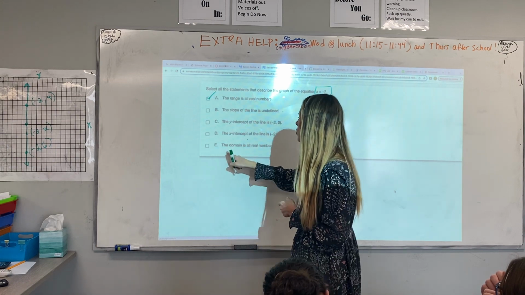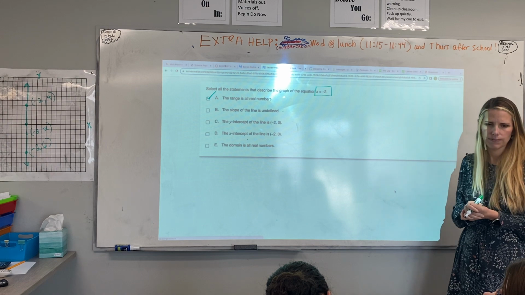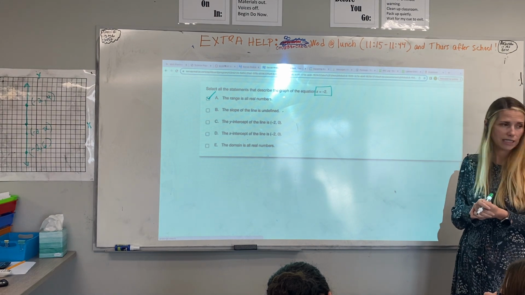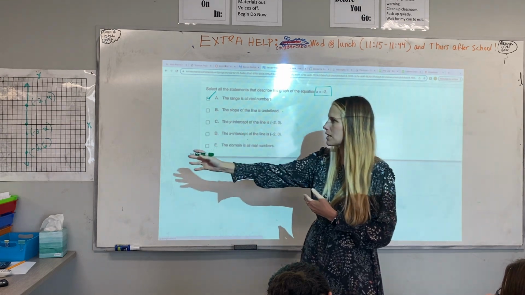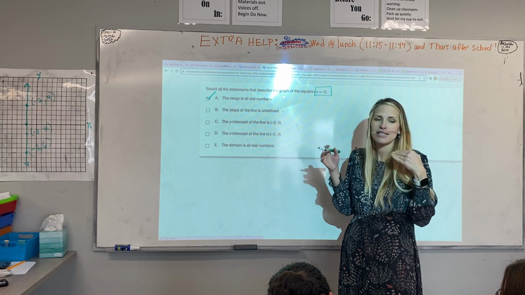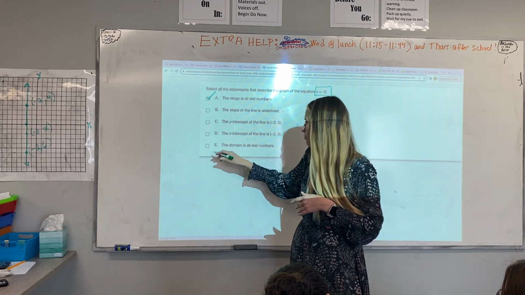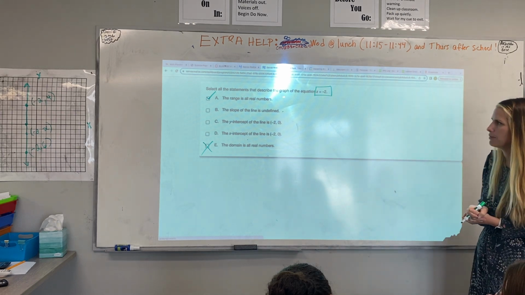So this is true. The domain is all real numbers. You're right, it would be false. What is the domain? Negative 2. The domain is only negative 2, right? Because we already said that for every point on that line, your x value can't be anything else except for negative 2. So it cannot be all real numbers. It can only be negative 2. Okay, let's look at B.